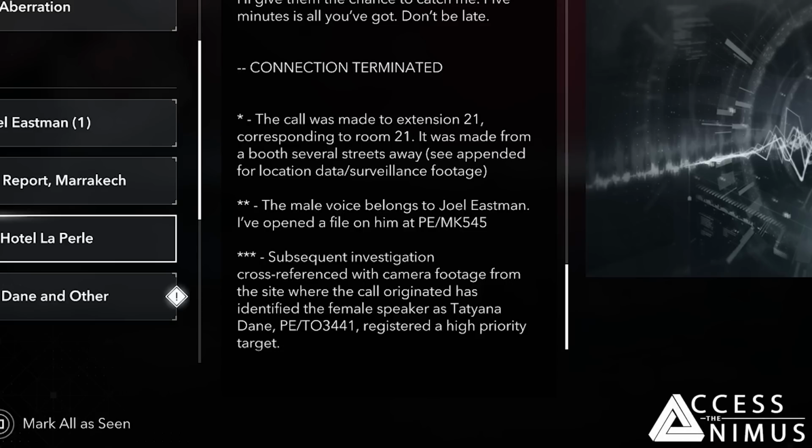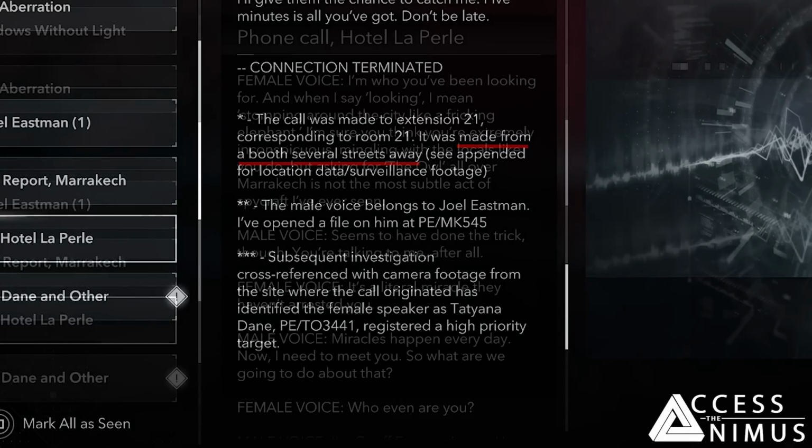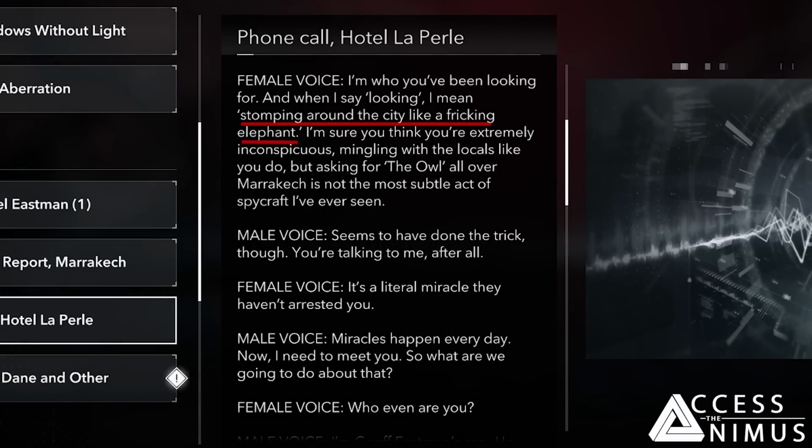And still, it's an interesting call that Dane is making from a phone booth several streets away from Joel's hotel. She is criticizing how definitely not inconspicuous Joel has been going around Marrakech, asking for, quote-unquote, "the Owl," which is now behind inverted commas and with capital letters. Now it gets a little bit clearer. The owl is likely a nickname for Tatiana or the group that she's been part of, and Joel's mission was not even to talk to the stallkeeper, he just had to present a visual representation of an owl to mean that he wanted to be contacted by them.